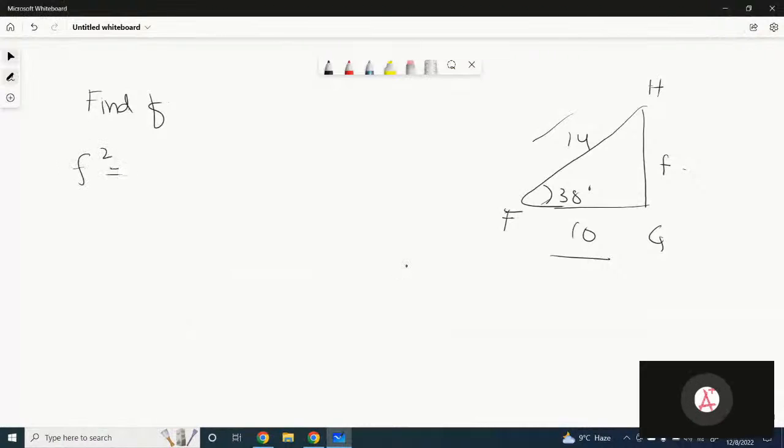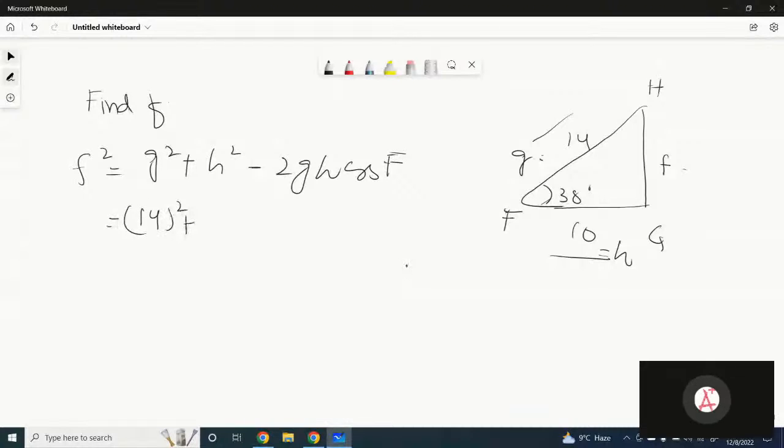It would be F square equals, this is G, this is H. So F square equals G square plus H square minus 2GH cos of angle F. Got it? So just put in all the values and do the calculations. G square is 14 square, H square is 10 square, minus 2 times 10 times 14 times cos of 38 degrees. Let me just calculate.